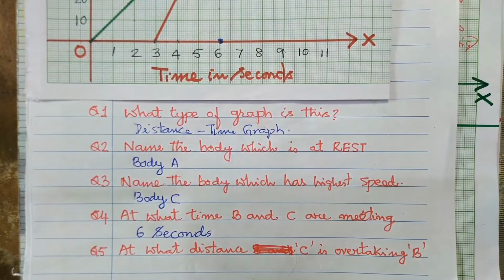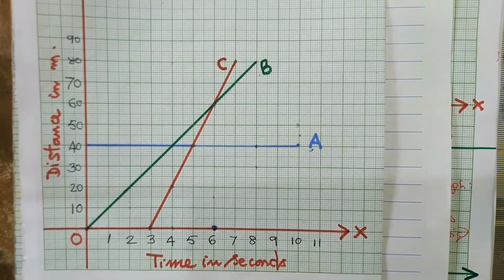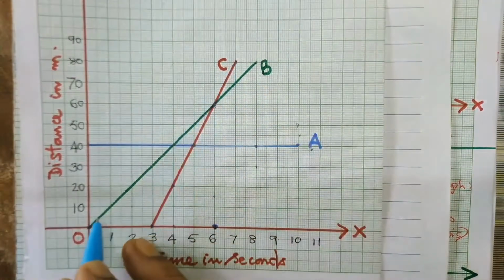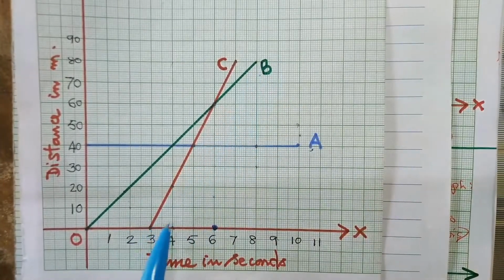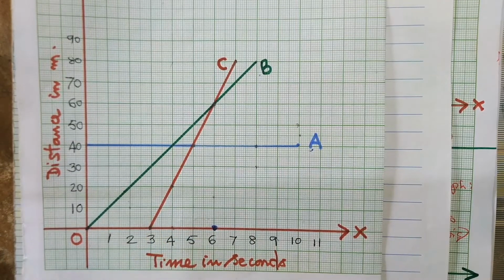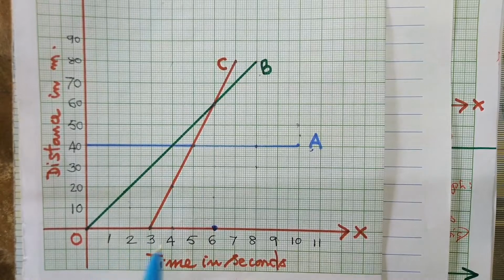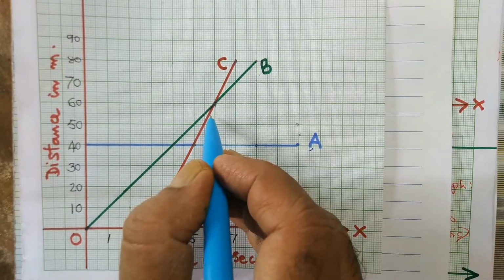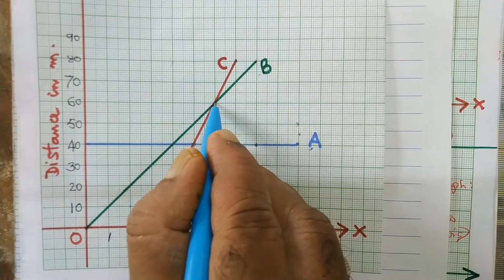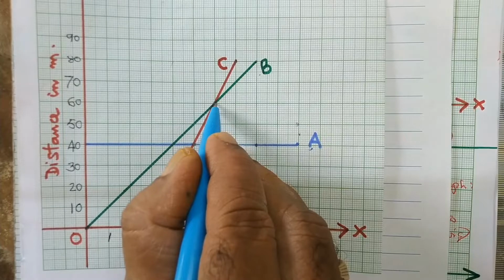Now let me take up the fifth question. At what distance C is overtaking B? You know the meaning of overtaking. Just now I told you that C is having more speed, B is having less speed. So after some time, C can overtake B. Just now I said that at 6 seconds, B and C are meeting. I mean to say C is going with more speed and it is meeting B, means it is overtaking here.